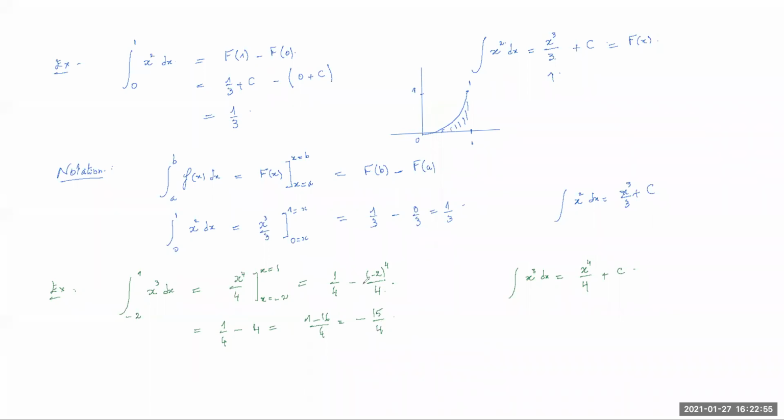Remember why it is negative: if you graph your function here, so let's do it here. If we graph the function x cubed, we know the global shape of x cubed.